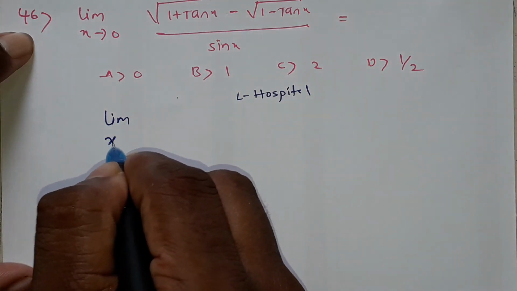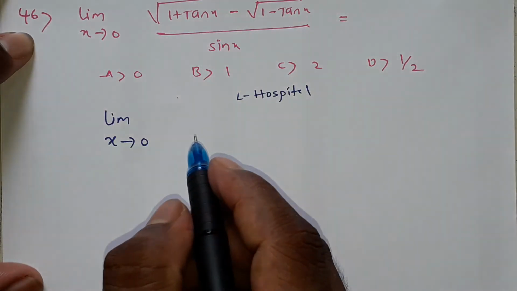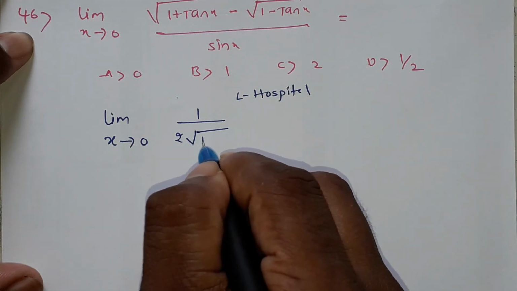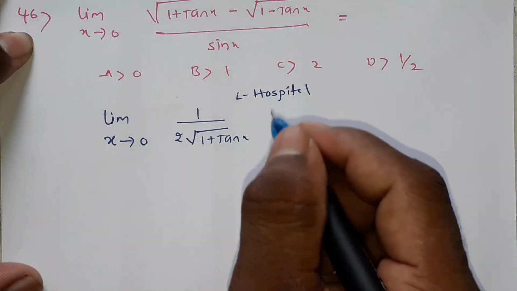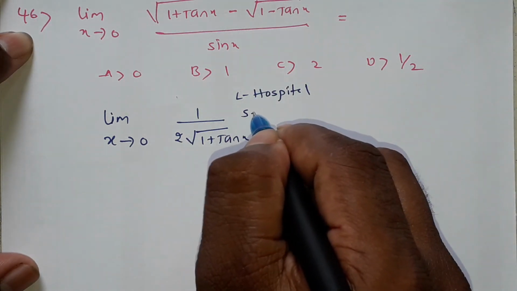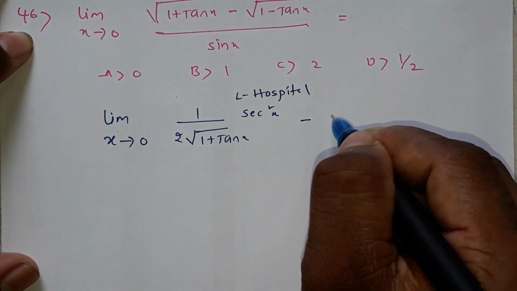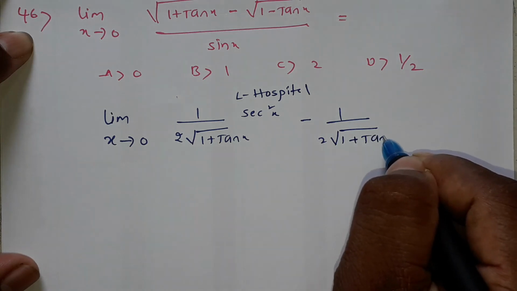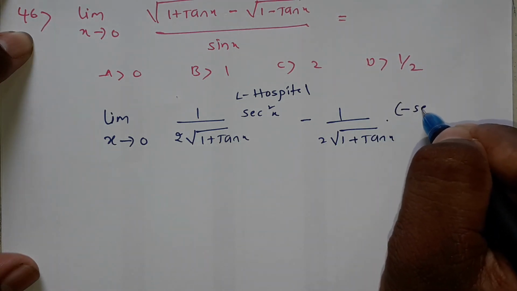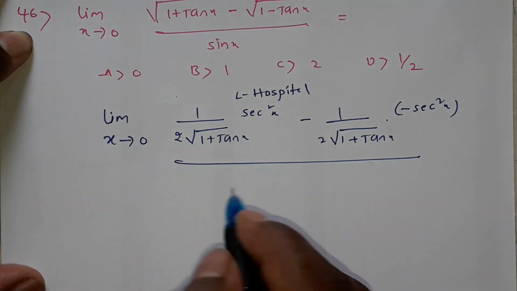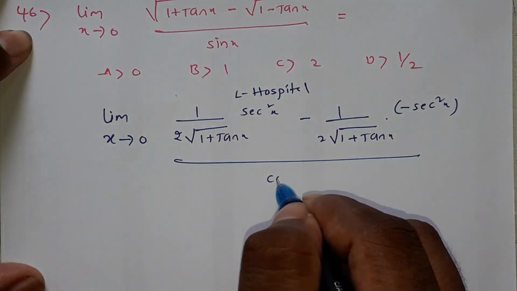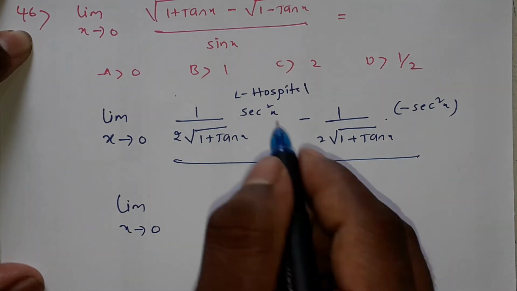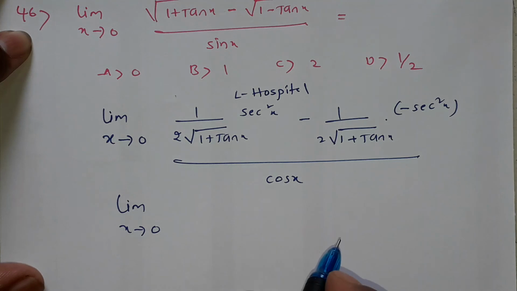Limit x extends to 0. Apply the L'Hospital rule: 1 by 2 into under root 1 plus tan x. Derivative value is equal to how much, tan x derivative is secant square x. Similarly here, minus 1 by 2 root under root 1 minus tan x into minus secant square x by sin x, derivative of sin x is equal to what, cos x. Limit x extends to 0. Here secant square x minus of minus secant square x.